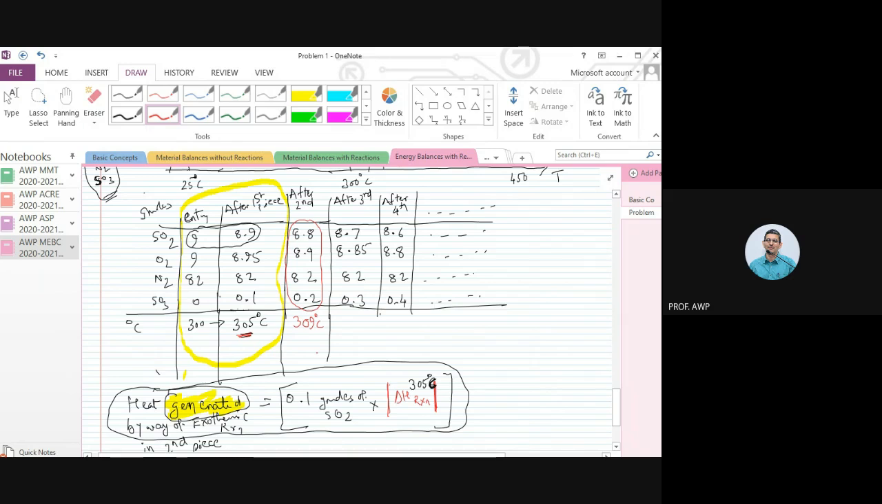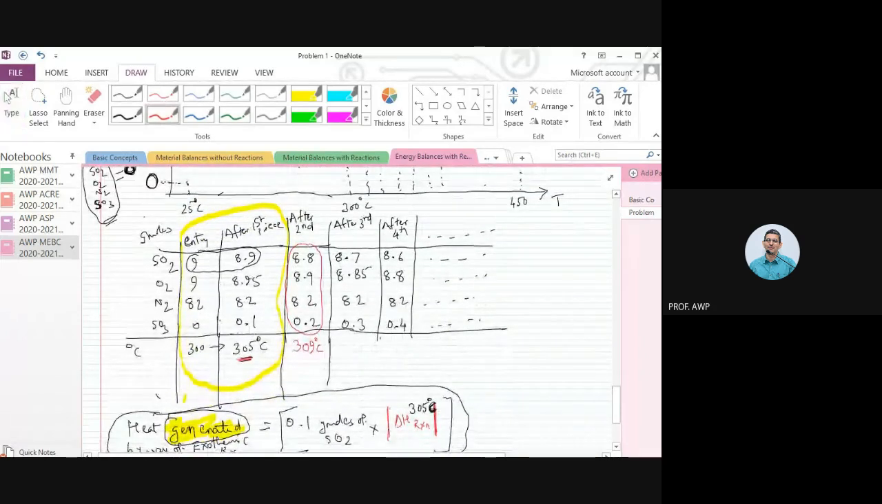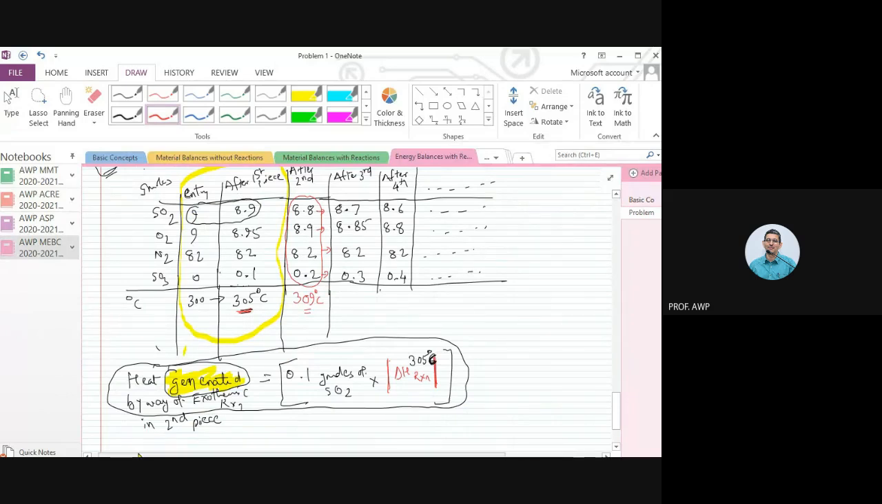Yes, sir. Now we go to the third piece of the reactor. In the third piece of the reactor, what enters? 8.8, 8.9, 8.2 and 0.2. They enter at 309. Again 0.1 mole reacts. So the amount of heat generated in now the third piece would be 0.1 gram moles of SO2 multiplied by not 305 now, it will be 309. Do you agree with that?